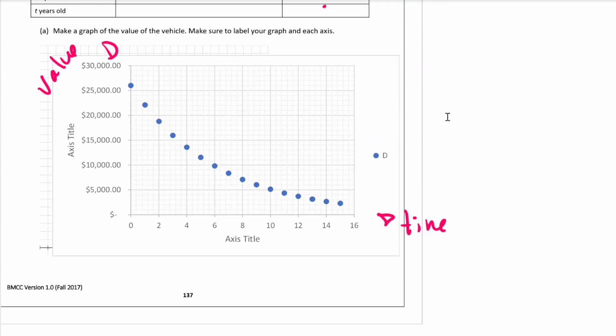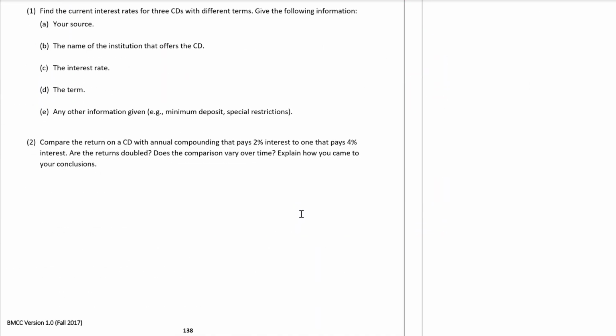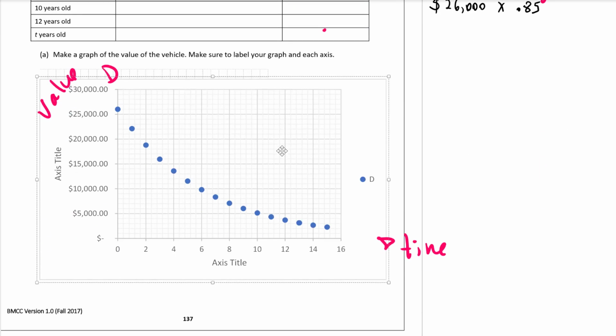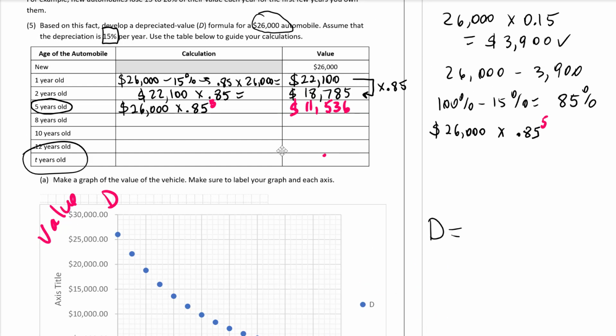Okay. Oh, we actually have nothing else to do in this lesson. I do want to emphasize just one thing. I'm not sure why it's not written right here, but I do want to write a general model. So the general model right here, oh, it is asking for it right here. So the general model would be D, the value of the car, is going to be what? I'll give you a moment to write it. So if it starts with $26,000 and depreciates by 15%, it would be $26,000 times 0.85 to the power of T.